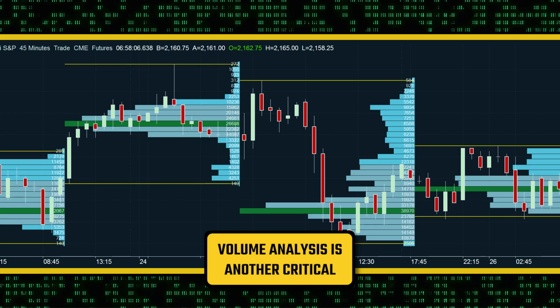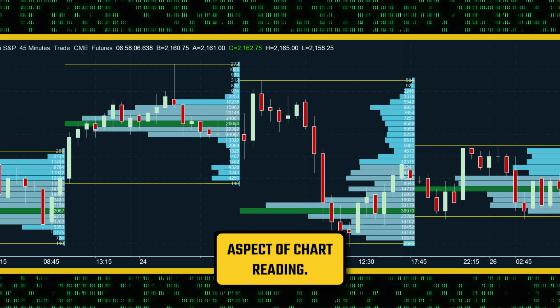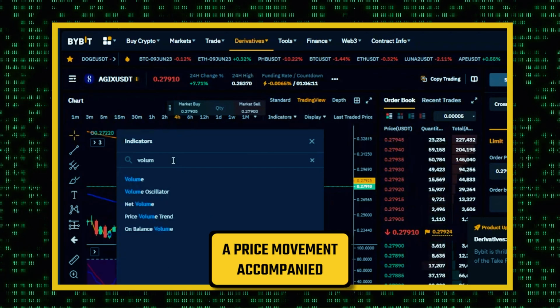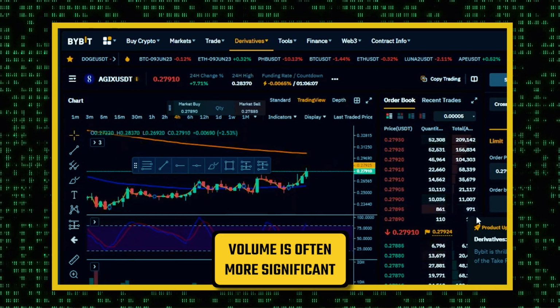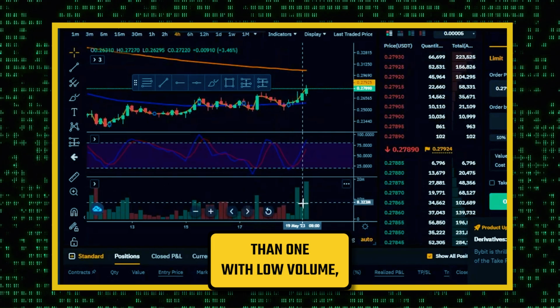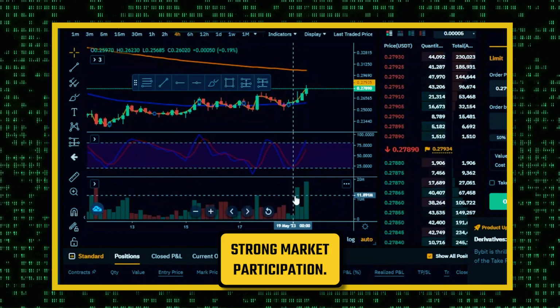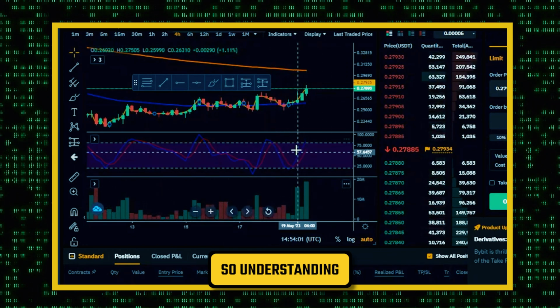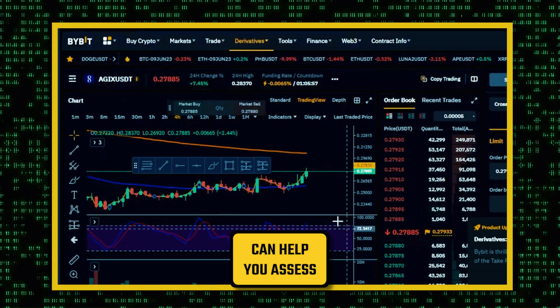Volume analysis is another critical aspect of chart reading. Volume refers to the number of contracts traded during a given period. A price movement accompanied by high volume is often more significant than one with low volume, as it indicates strong market participation. Low volume moves may not be sustainable, so understanding volume trends can help you assess the strength of price changes.